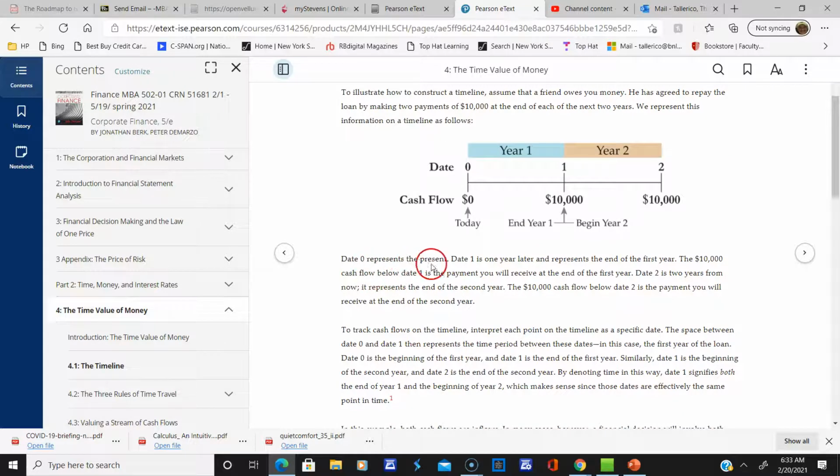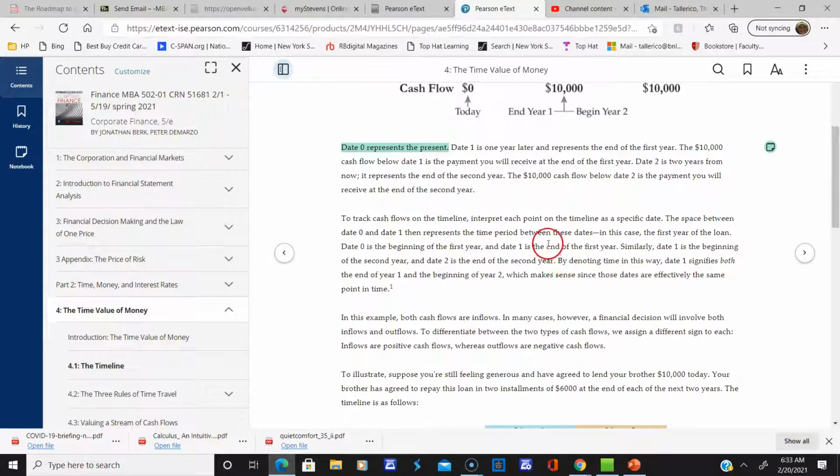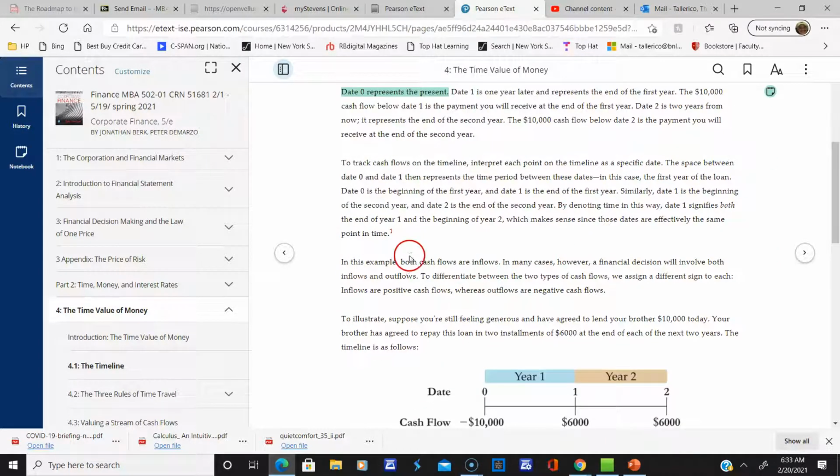So date 0, again, as I just said, represents the present date, right? That's the present, that's today. Date 1 is 1 year later, the end of the first year, and so you can see we had $10,000 at the end of year 1, okay? All right, so in this example, both cash flows are inflows because they're positive. Everyone notices that, right? Positive 10,000.